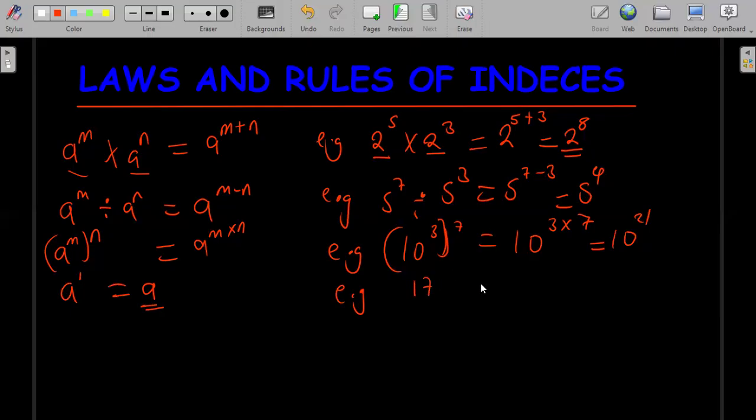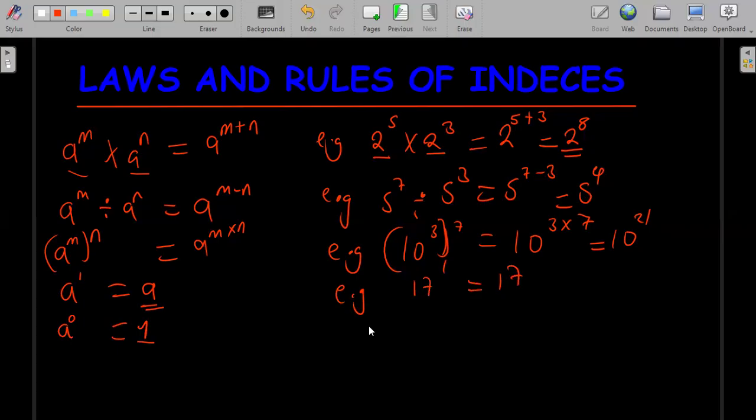So we get 17 as the final answer there. Okay, that's another rule that you need to know. You can also have a base which is powered to 0. Anything to the power 0, doesn't matter what you have, is actually 1. So whatever you have to the power 0 is actually 1.